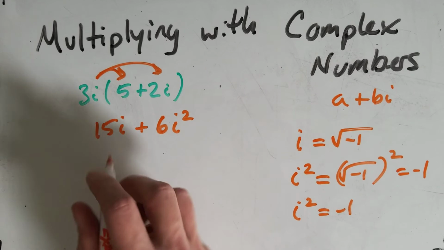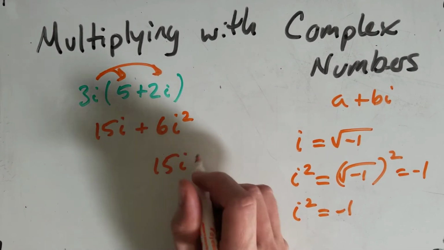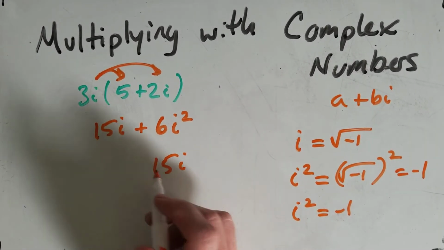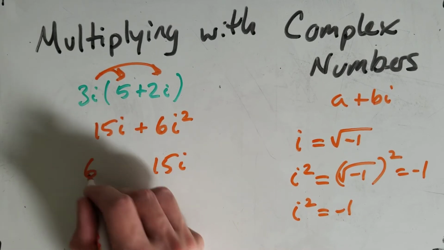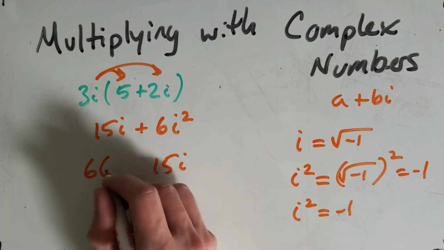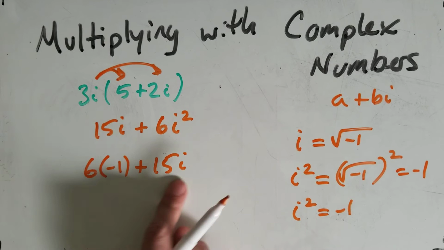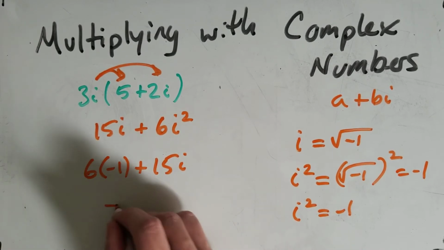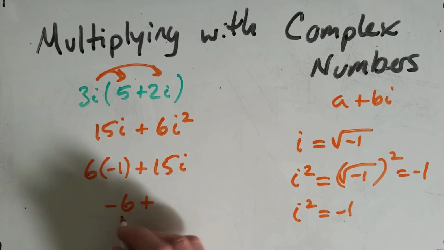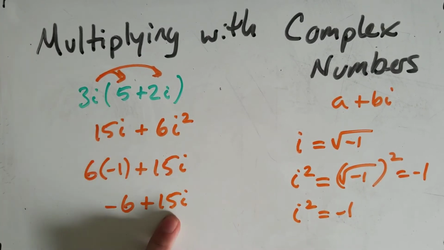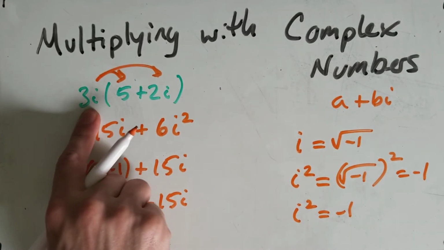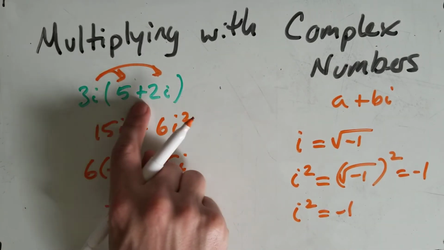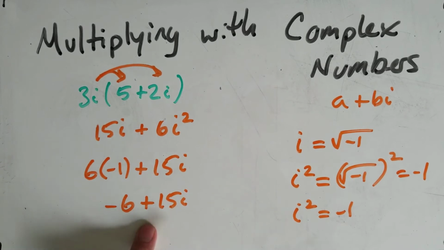So going up here, we have 15i, and now this I'm going to move over to the left because I know what's going to happen. You're going to have 6, and i squared is negative 1. So your 15i will still stay, that's your imaginary part, but this 6 times negative 1 is negative 6, so you have a real part of negative 6, an imaginary part of 15. So 3i, that imaginary, times the complex 5 plus 2i is equal to negative 6 plus 15i.